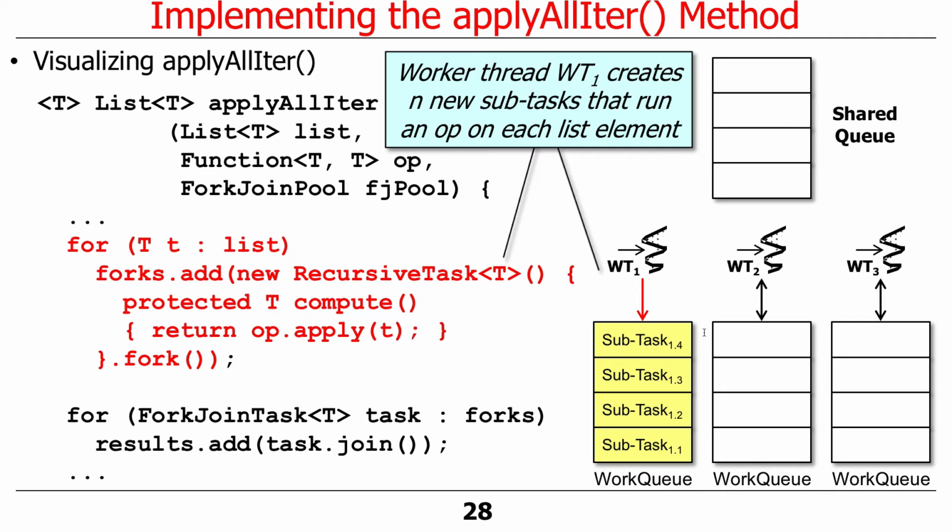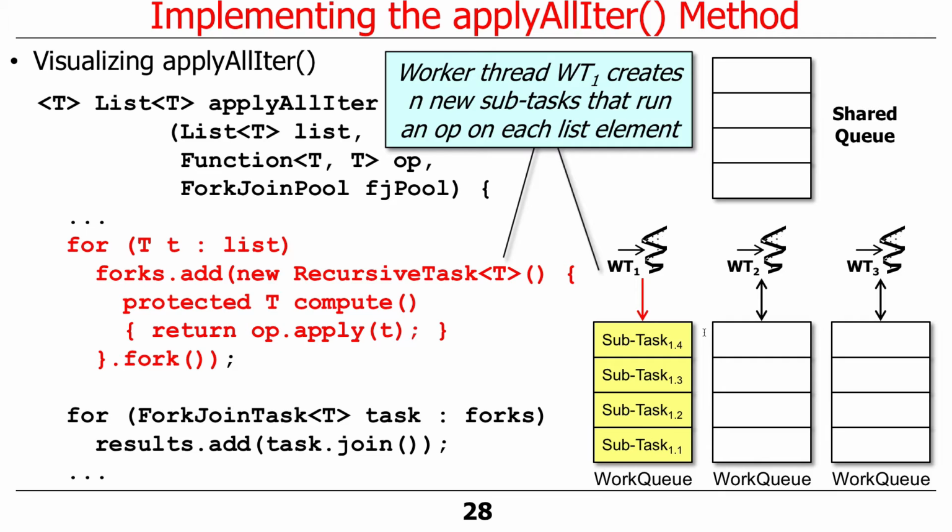And then what happens is, as you see, we go through this loop and we fork every element. We create a recursive task and we fork every one of these things. I guess what I should have said was that some worker thread will pull this particular task out of the shared queue, and then it will go ahead and run this particular loop, and it'll stick all of these subtasks, one for every element in the original list, into its own work queue, which is a deck.